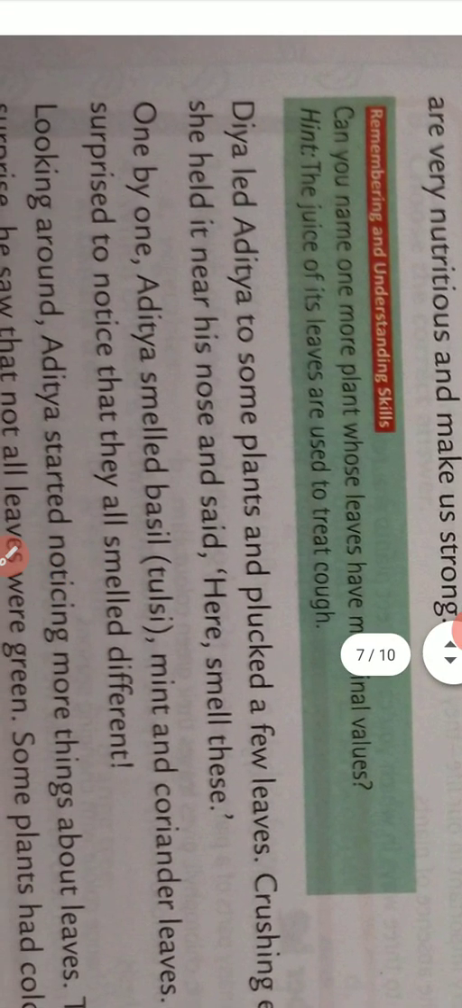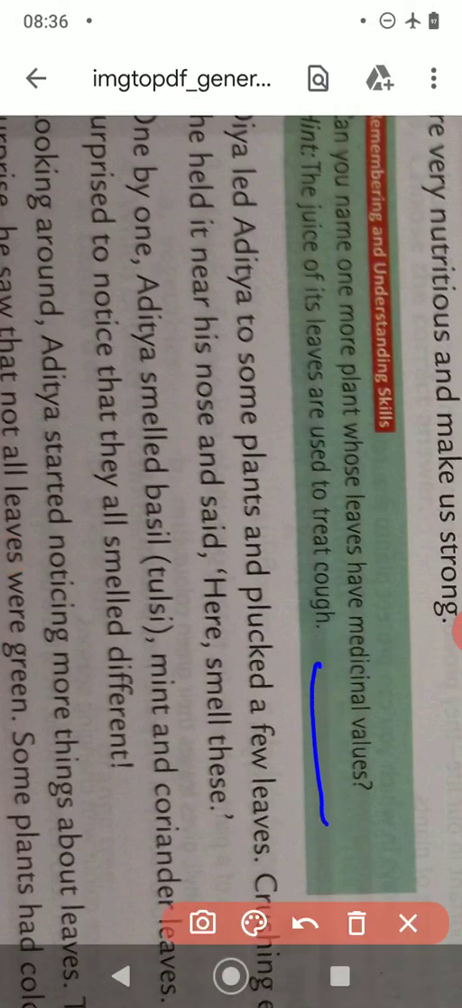Okay. Now there is one hint given here. The juice of the leaves is used to treat cough. Okay, so think over it. You can write that answer over here only. The name of the plant can be written here only.